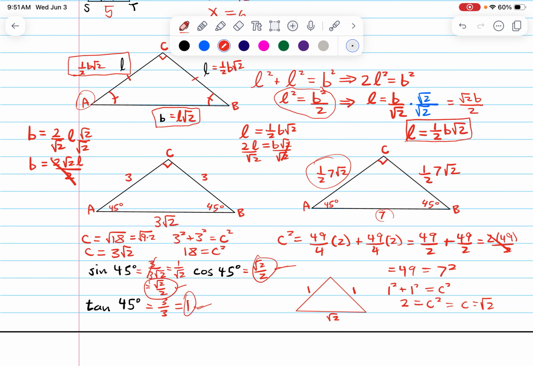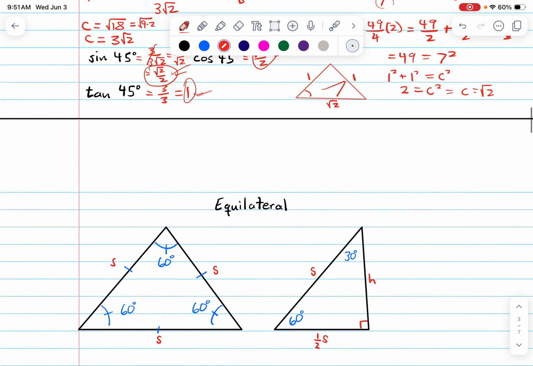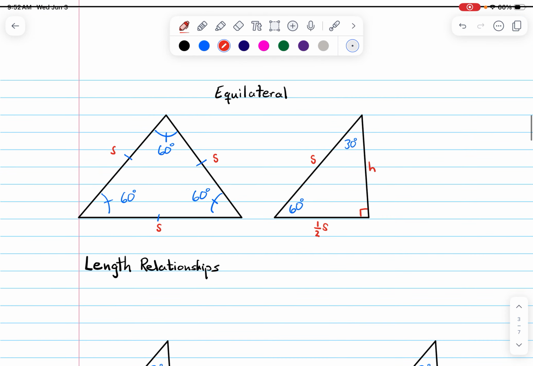And you could say, okay, sine is 1 over the square root of 2. Cosine is 1 over the square root of 2. So that might help you to see where I get these from. Okay, now let's move along.